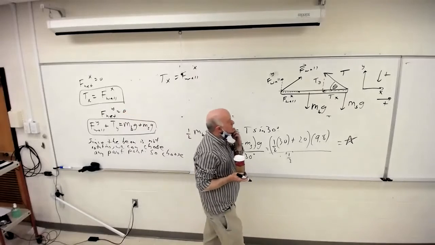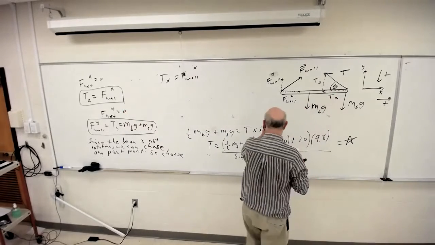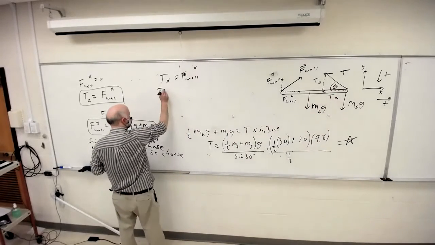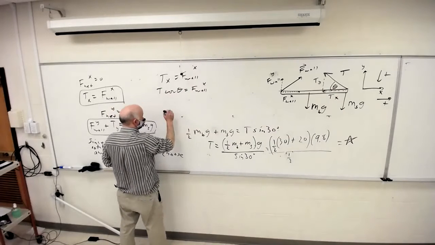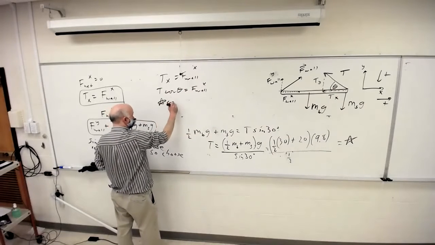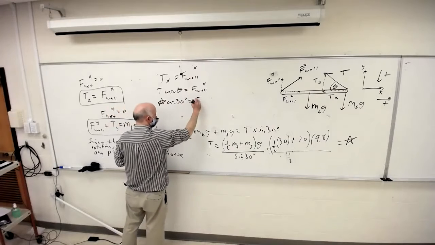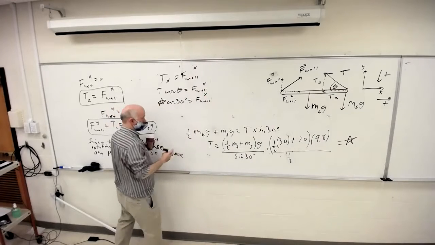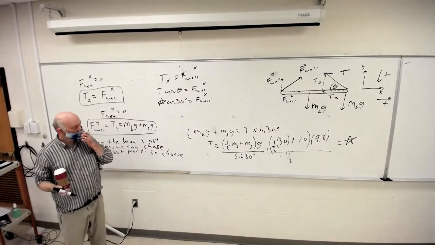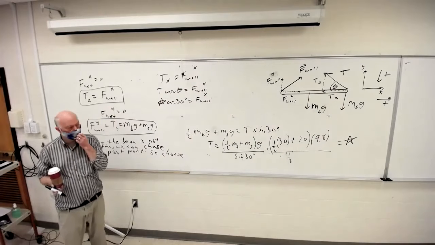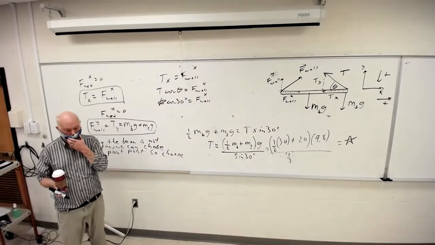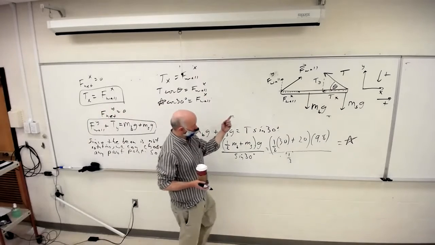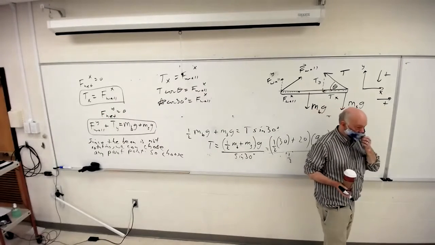Sorry, TX is what? TX is going to be T cosine of theta. So we get T times cosine of 30 degrees equals F1. If you're an engineer, why would you care about that value? Why would you care about these forces acting in the x direction on your beam?